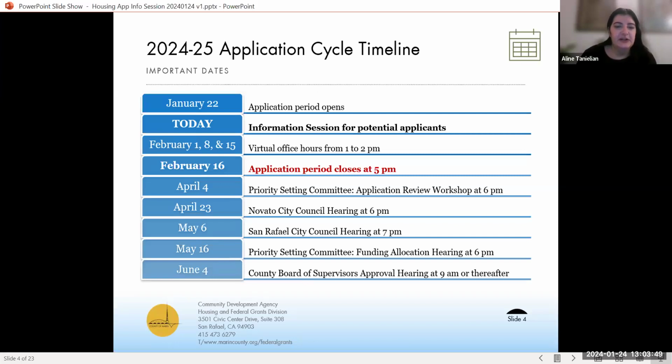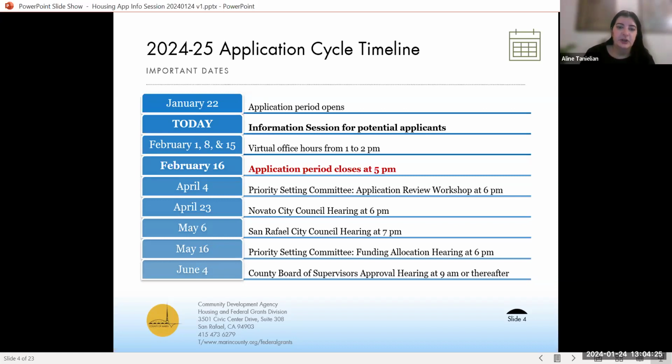So just to situate ourselves in the timeline, the application period opened on Monday, January 22nd. Today, we're hosting this information session for potential applicants. This particular session is about the housing funds. In addition to the meeting today, we're going to be holding several weekly office hours on Thursday, February 1st, 8th, and 15th from 1 to 2 p.m. You can find that Zoom information on the federal grants website. The application closes on Friday, February 16th at 5 p.m.